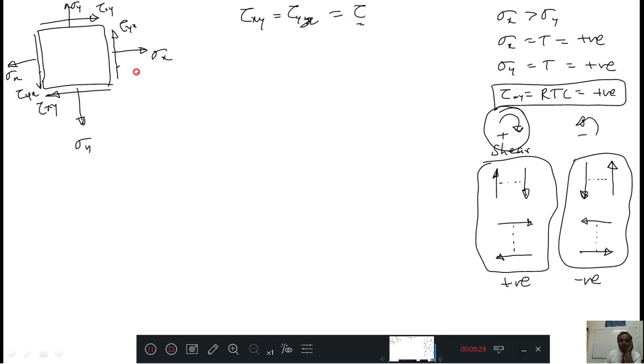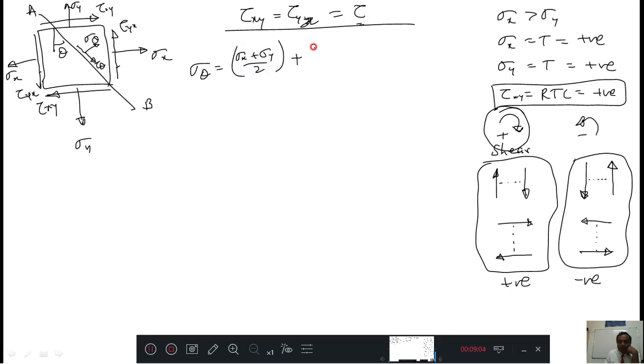And after that, going back to the analytical method, if I consider one plane of interest, let us consider this is a plane of interest making an angle theta with respect to vertical. If this is the case, then there will be two types of stresses induced. One is normal stress sigma theta, and another one is tau theta, the tangential stress on AB. Then analytical method, you already know the equation that sigma theta equals sigma x plus sigma y by 2 plus sigma x minus sigma y by 2 cos 2 theta plus tau xy sin 2 theta.